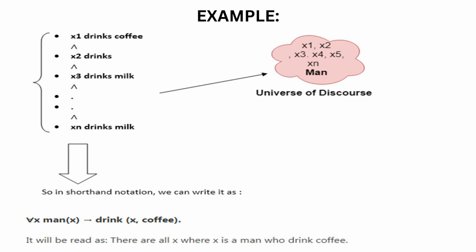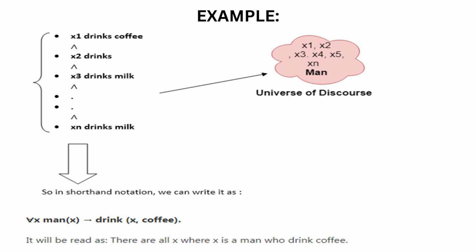So, the breakdown of the representation will be: for all x, the universal quantifier, meaning for all x, and m of x implies c of x. This part asserts that if x is a man, m of x is true, then x drinks coffee, which means c of x is also true.